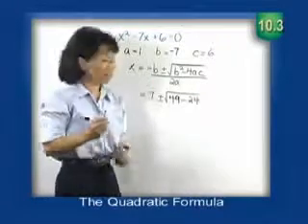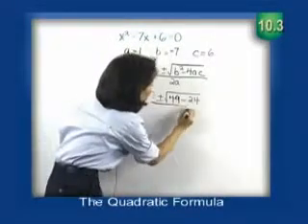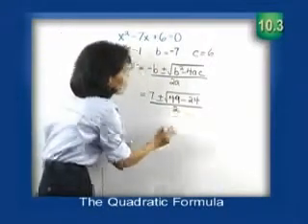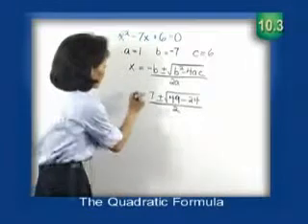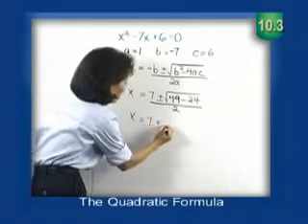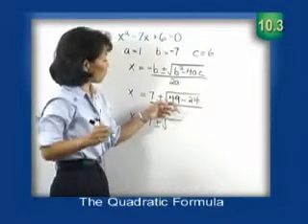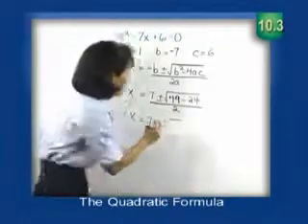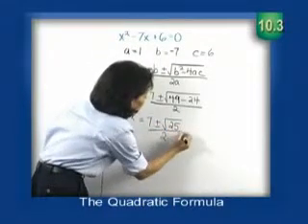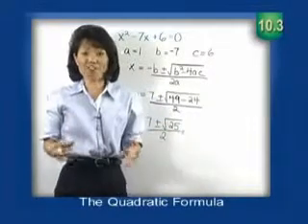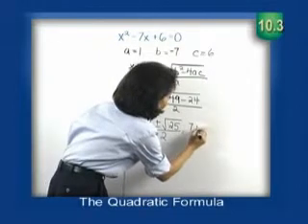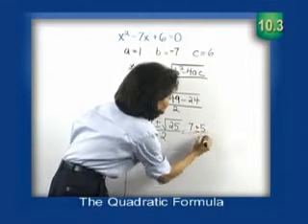Once we have that calculation, we write this over 2a. And since a is 1, 2 times 1 is simply 2. So here we have x equals 7 plus or minus the square root of 49 minus 24, which is 25, all over 2. But we know that the square root of 25, which is a perfect square, is simply 5. So we get 7 plus or minus 5 all over 2.